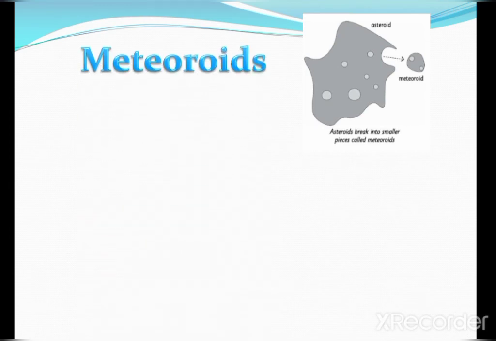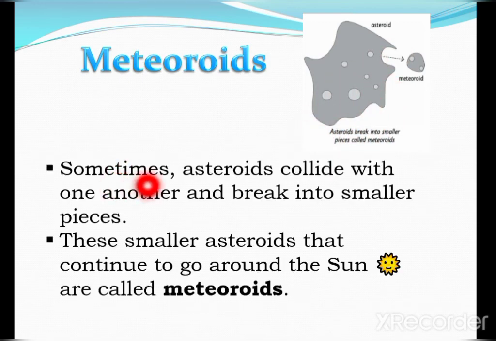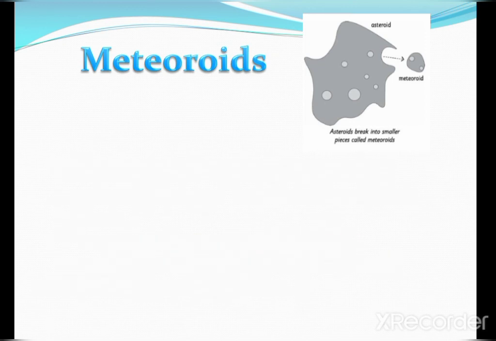Here we are going to see about meteoroids. Asteroids break into smaller pieces called meteoroids. Here you can see the image of meteoroids. Sometimes asteroids collide with one another and break into smaller pieces. These smaller asteroids that continue to go around the sun are called meteoroids.